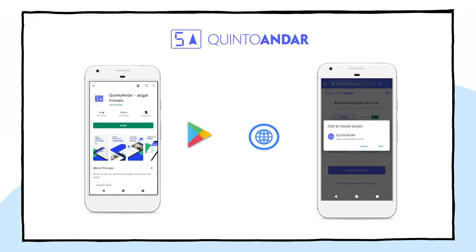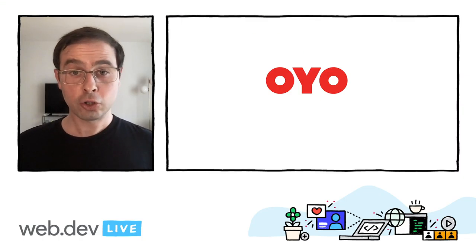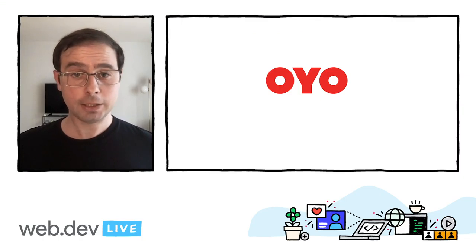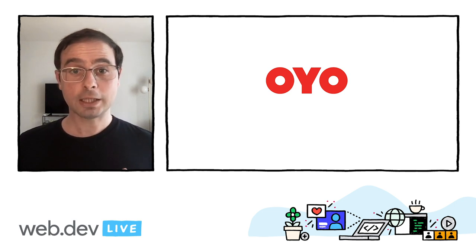In this example, Quinto Andar, a real estate company from Brazil, was able to reuse the same code base in the web and the Play Store while offering a great experience to users. Let's take a look at another example. Oyo Rooms is one of the largest hospitality companies in India. They have a very large user base, coming from a variety of devices and networks. They have built different versions of their mobile experience to satisfy the needs of all their users.